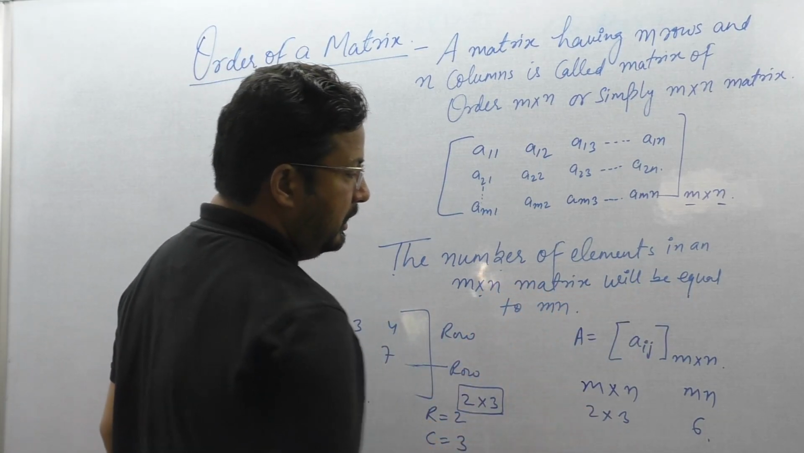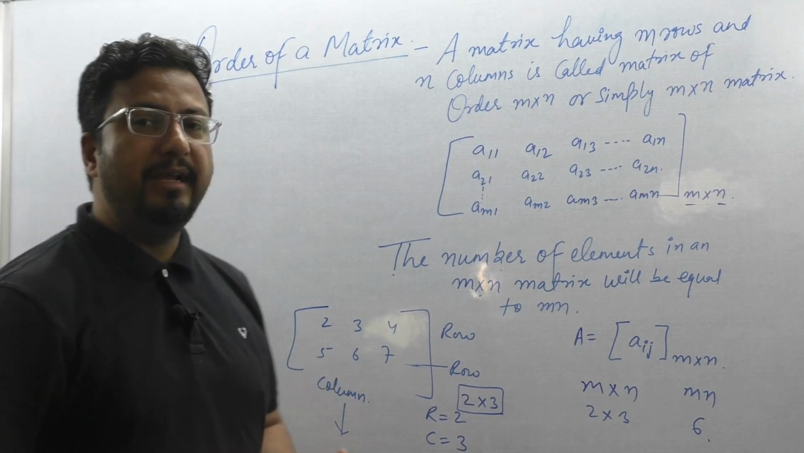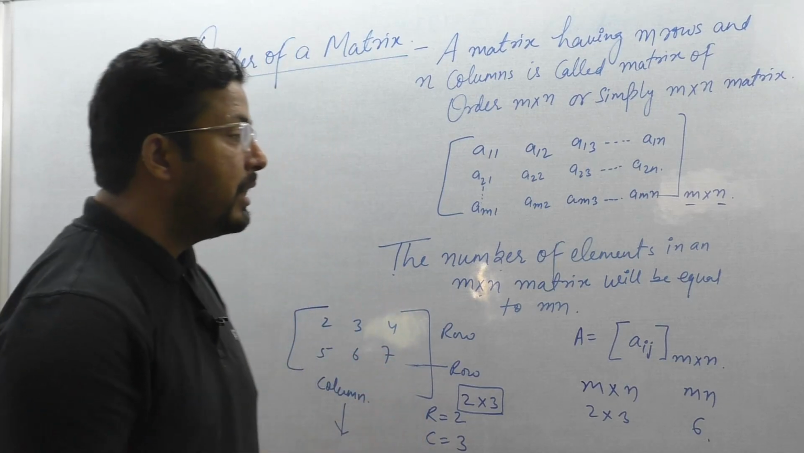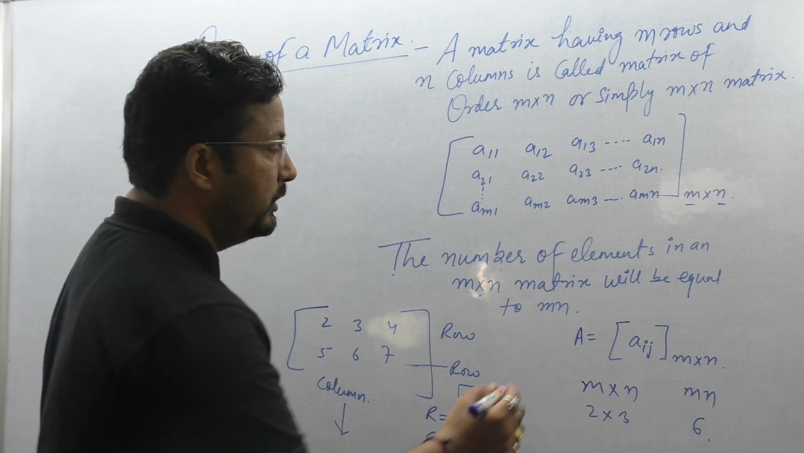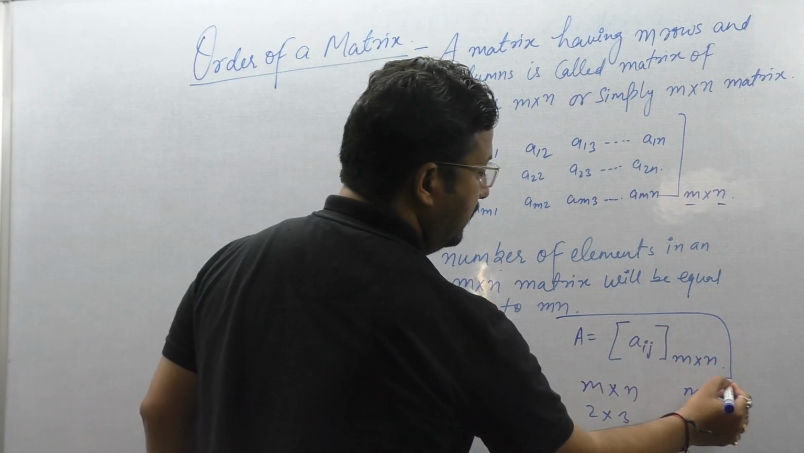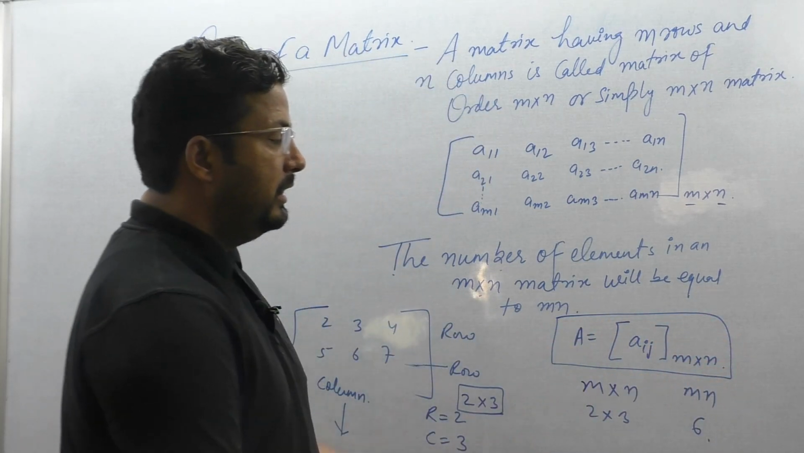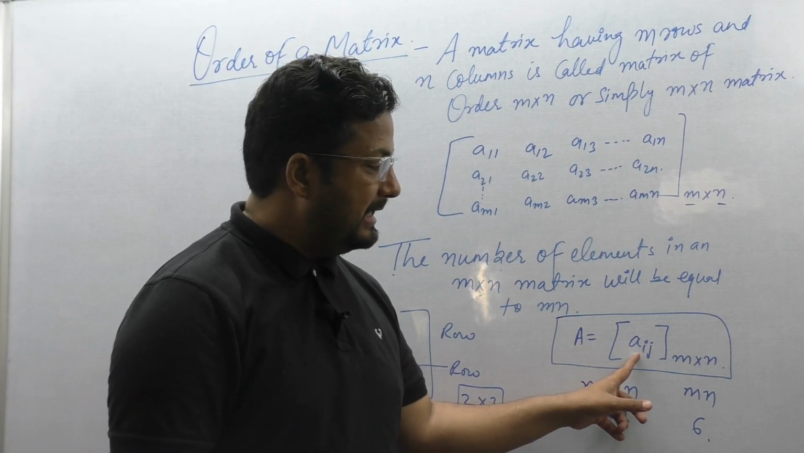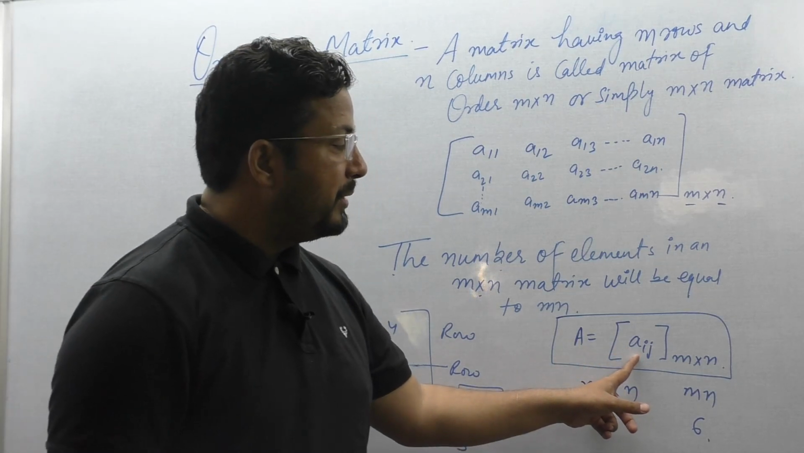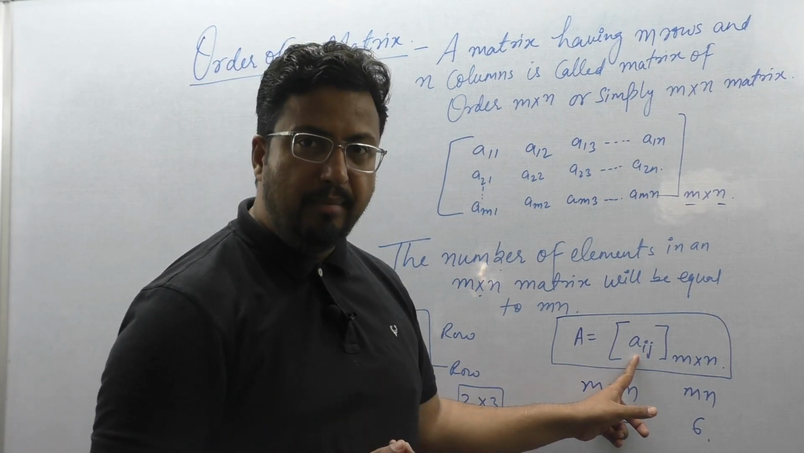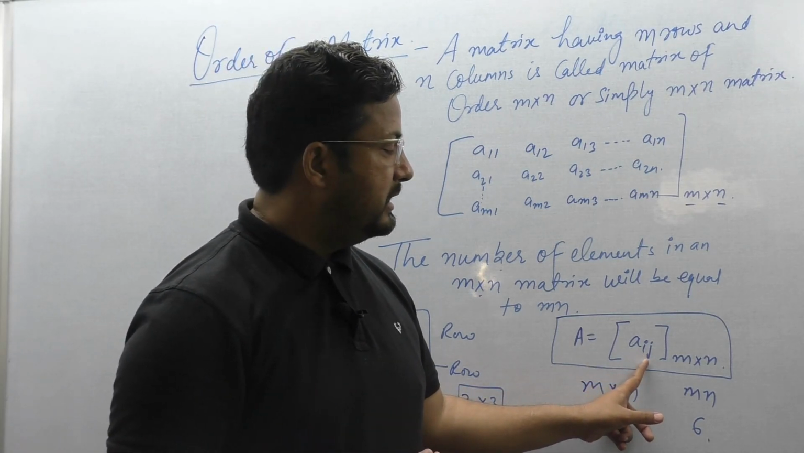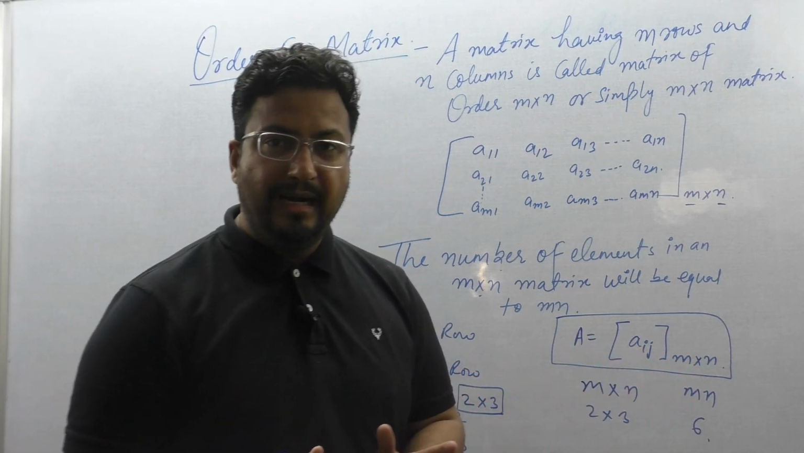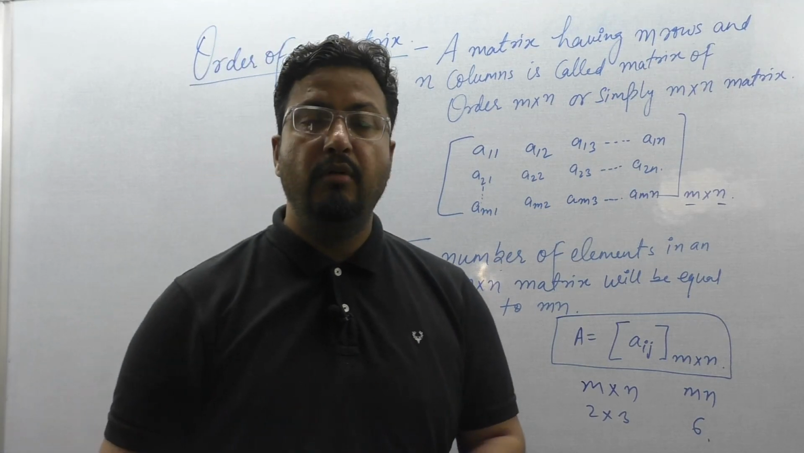So now you understand how we can find the order of a matrix and the number of elements. Now the important thing is how we generally denote matrices. The notation for matrices is like this. We can denote a matrix in general form as A equal to [a_ij]. Here i tells which row, and j tells which column, and this is called the order. If you take the product, you come to know the number of elements.